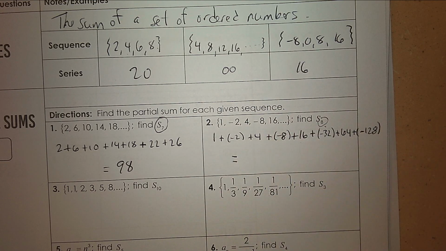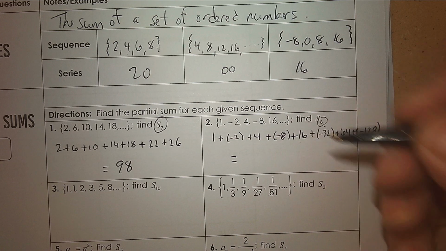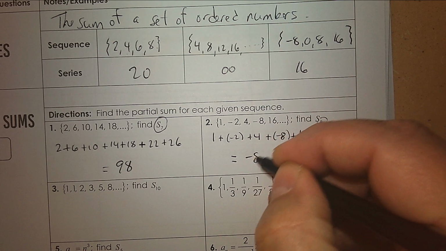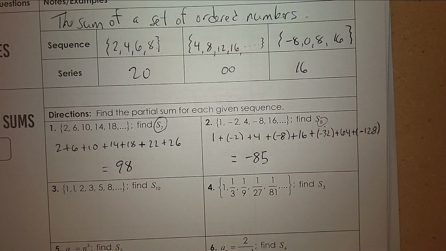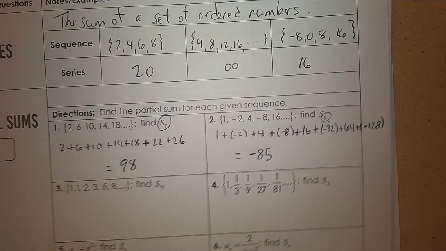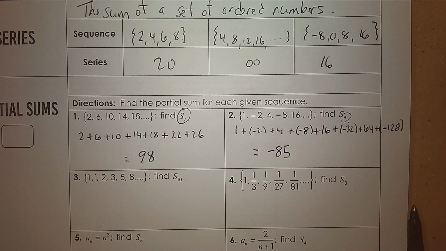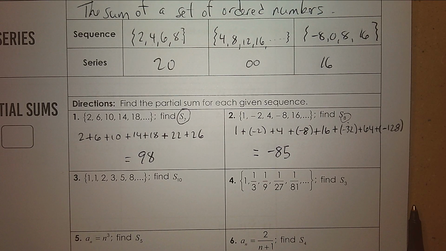Let's see, who might have an answer for me? What did you get? I didn't get that. Thomas. Thomas, be kind. It is negative 85. All right, number 3. I want you to find the first 10 terms. And these are not going to be arithmetic, so you're going to have to think what the rule is. And then add them up. Be patient for everybody else. Give everyone a chance.